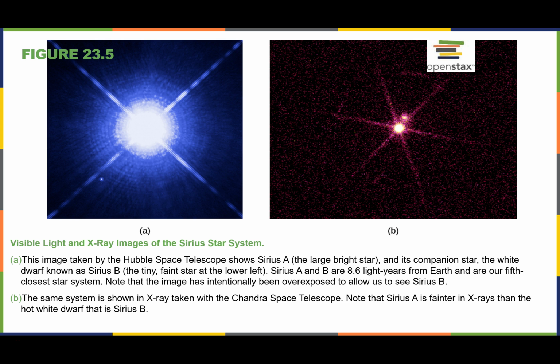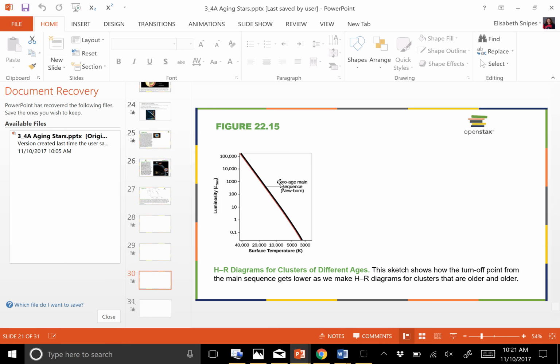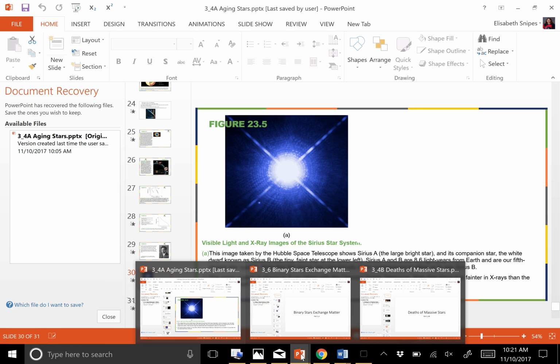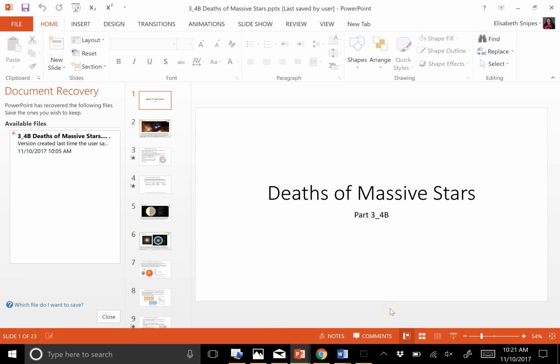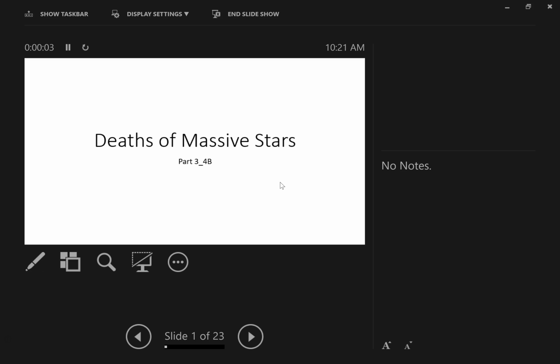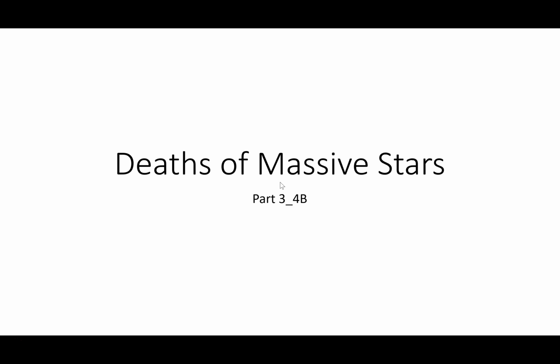Now, when I talk about low mass stars, what is the limit? Yeah, 8 masses of the sun, exactly. So the title of this next one is Deaths of Massive Stars. Let's see what we got here. We just did all this in the previous part, and now we're going to do this up here. Roadmap. Deaths of massive stars.